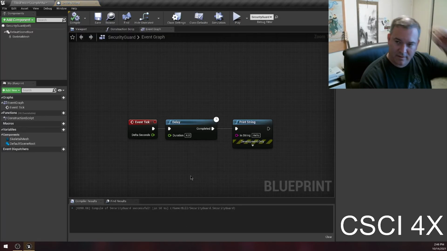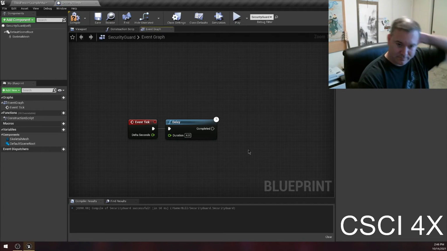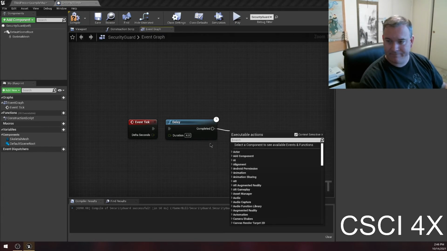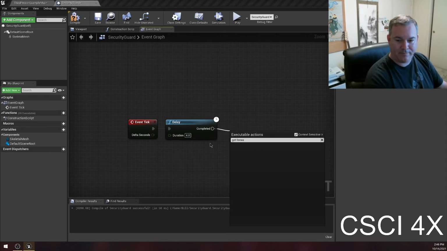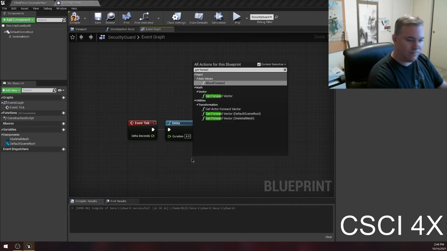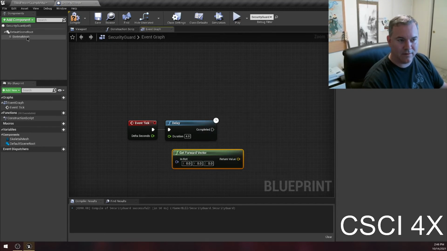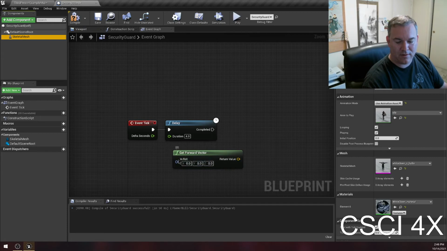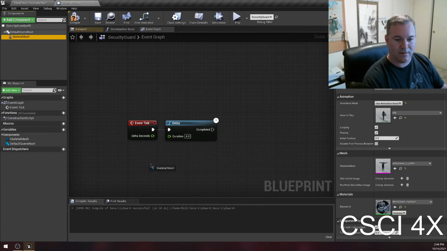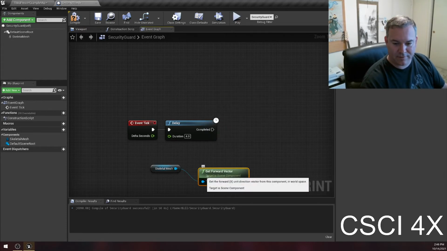So we want it to say, are you to my left, are you to my right? Okay. So we want to get our look vector. So we want to get forward. That's actually not a thing that we need there. Get forward vector. So we're going to get the forward vector for the skeletal mesh. Get the forward vector.